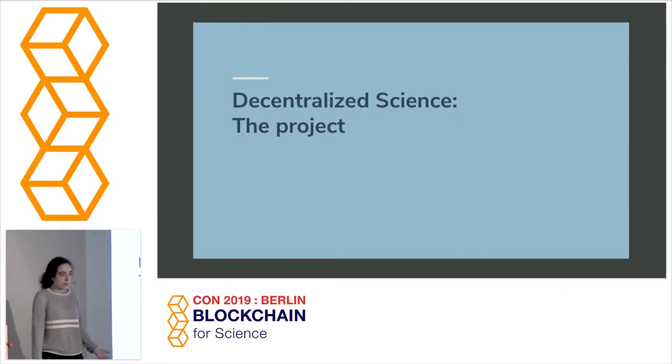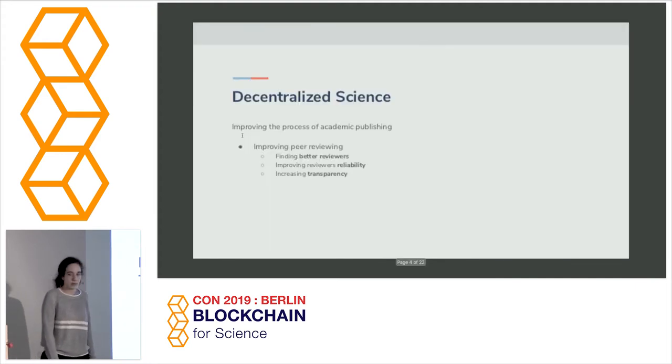As I said, my name is Elena Perez. I'm a recent computer science graduate and a senior mathematics student. And I joined Decentralized Science 4 months ago when the project started. And I work here as a blockchain developer. Regarding Decentralized Science, we are a team based in Spain building a tool to help with the processes in academic publishing. In particular, we are aiming to improve the process of peer reviewing. We aim to do this by increasing transparency and also by enhancing the process of finding reviewers.